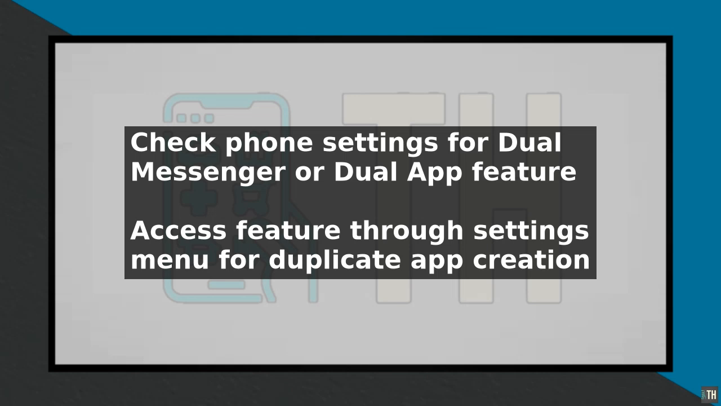If your phone does not have this feature, you can use third-party apps such as Parallel Space or App Cloner. These apps allow you to create a duplicate of any app, including Messenger apps. To use these apps, download and install them from the Google Play Store. Then follow the in-app instructions to create a duplicate of the Messenger app you want to use.